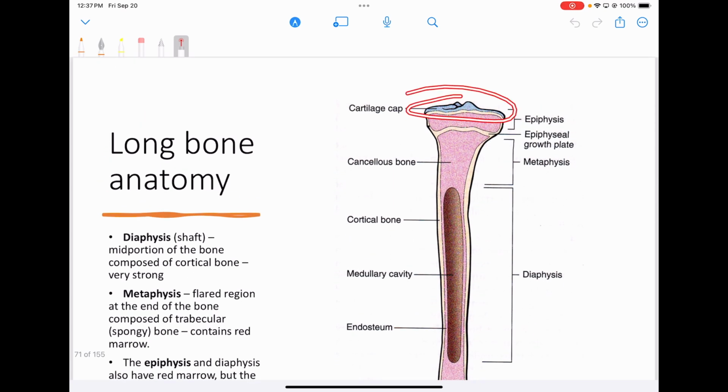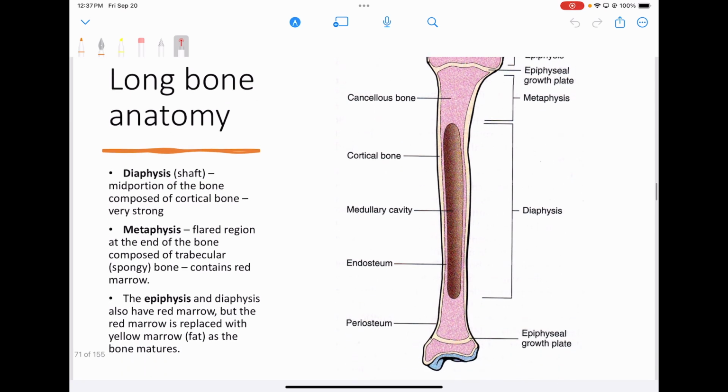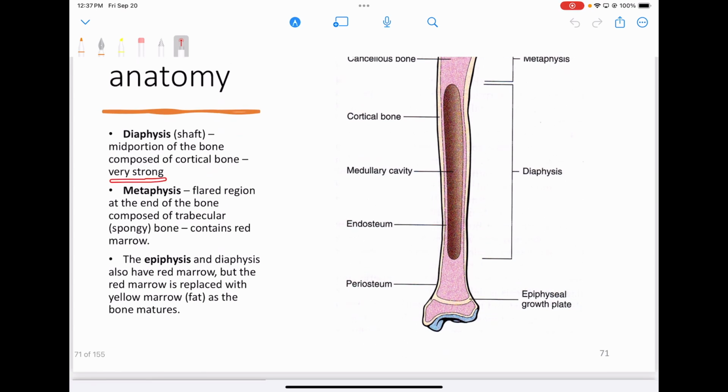Here is our cartilage cap, so that's where all the hyaline cartilage is for the movement between the next bone for the joint. Here is that growth plate. Then we have cancellous bone, and we have cortical bone. The cortical bone is obviously in the middle with the medullary cavity. This is where hematopoiesis takes place in the medullary part of the bone. The diaphysis is just the long shaft of the bone. It's made of cortical bone, and it's very, very strong bone in the middle. Metaphyses at the end. And then the epiphysis is the growth plate.